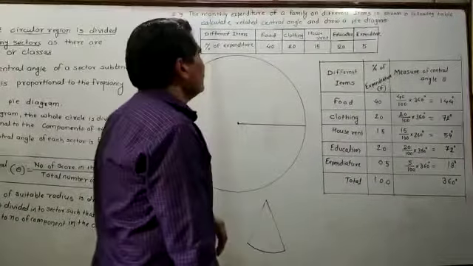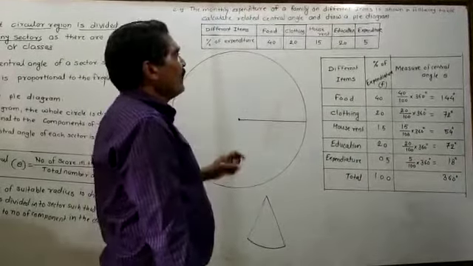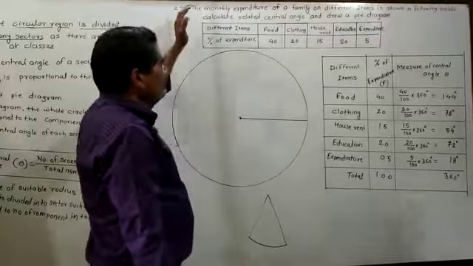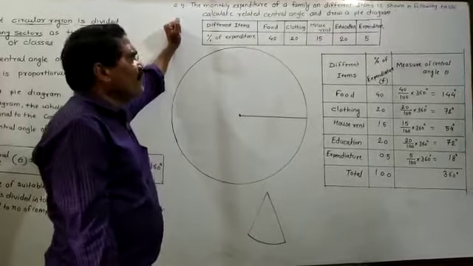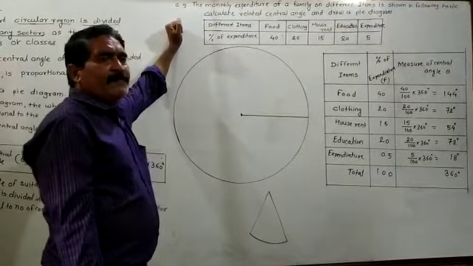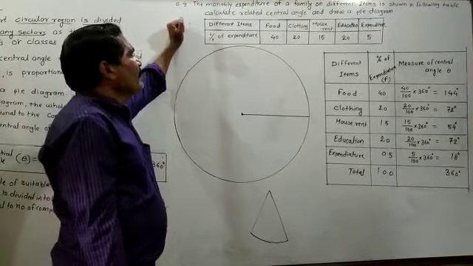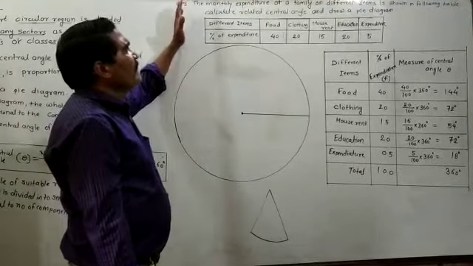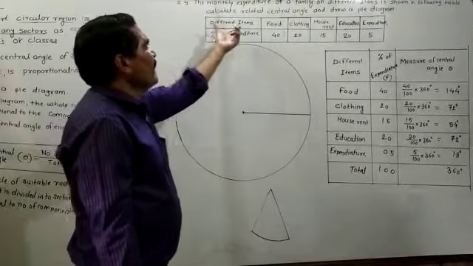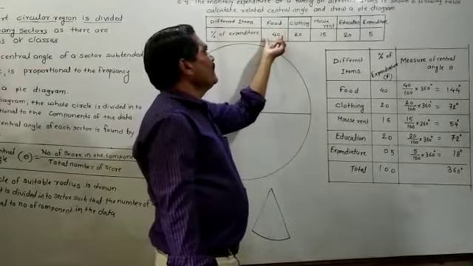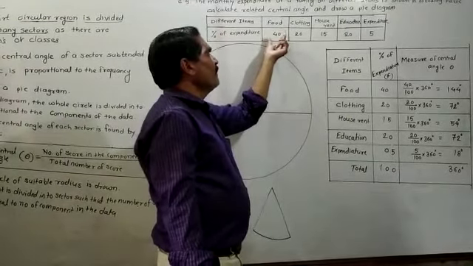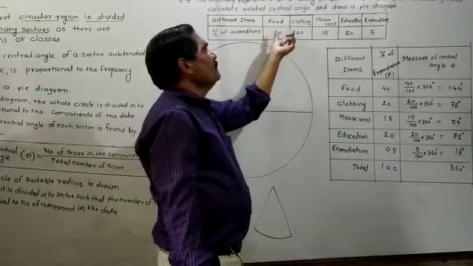Calculate the related central angle and draw the pie diagram. Here the monthly expense of one family is given. Whatever that family is getting for the month, they are utilizing in this way on different items. For the food they are spending 40% of the income.